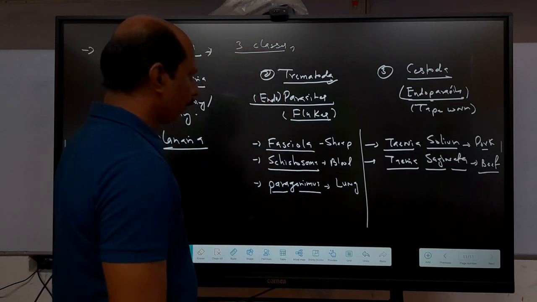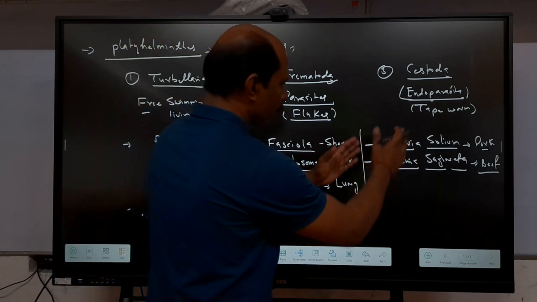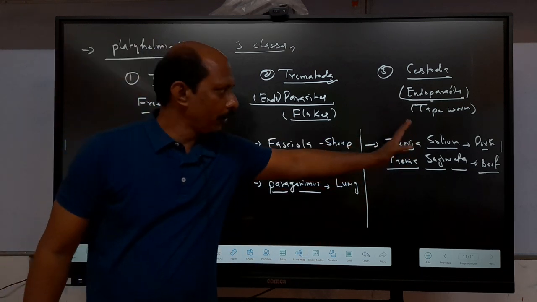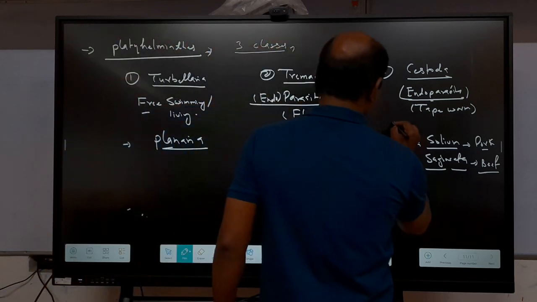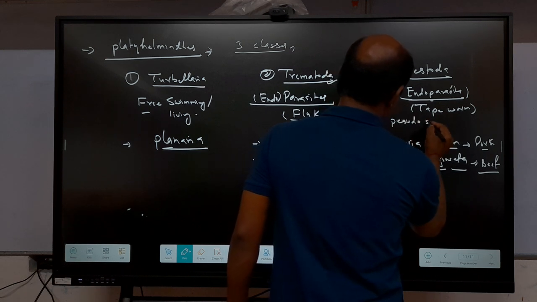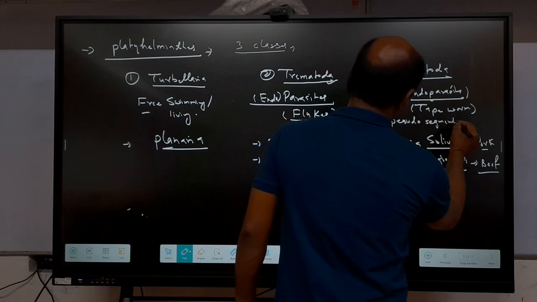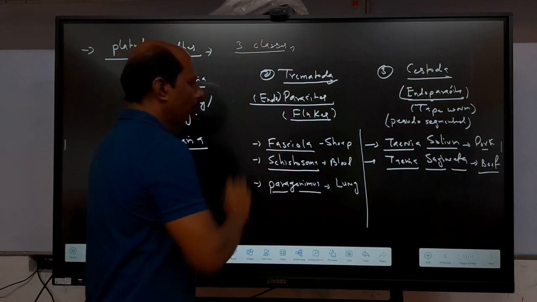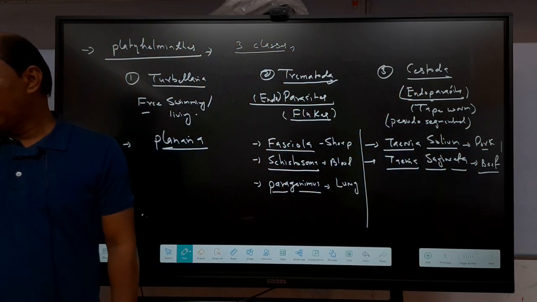Some examples are given here for Trematoda, and in case of Cestoda, like Taenia solium, they are tapeworms. In Taenia solium, pseudo-segmentation is there: the body is pseudo-segmented. Here the bodies are unsegmented. These two show an unsegmented body.